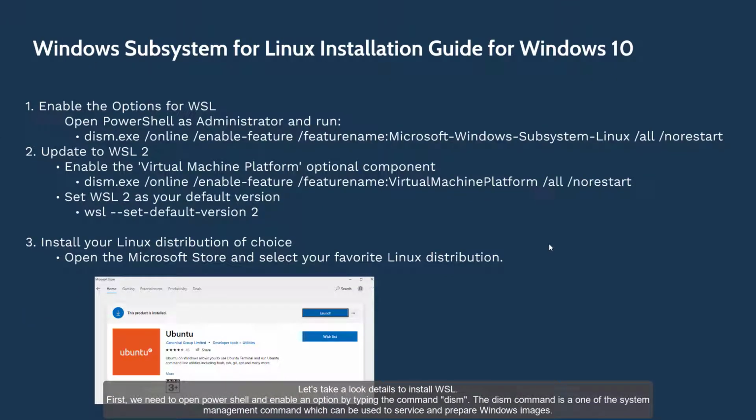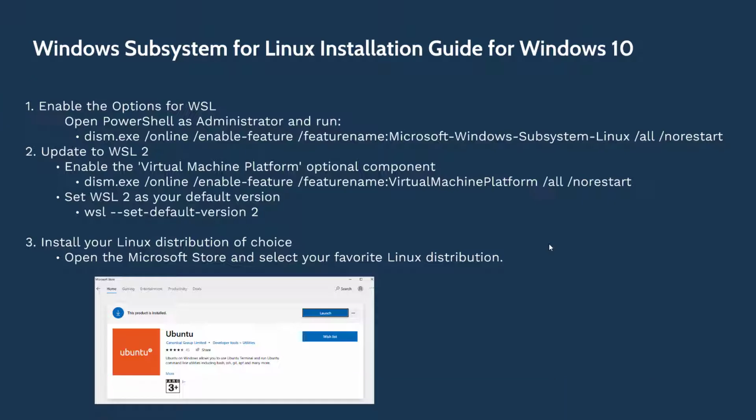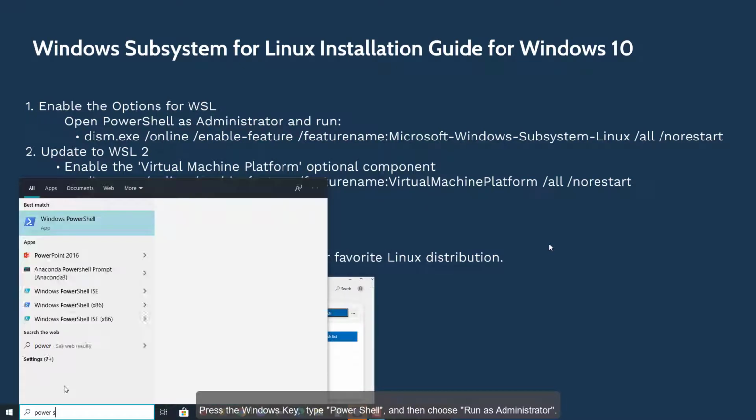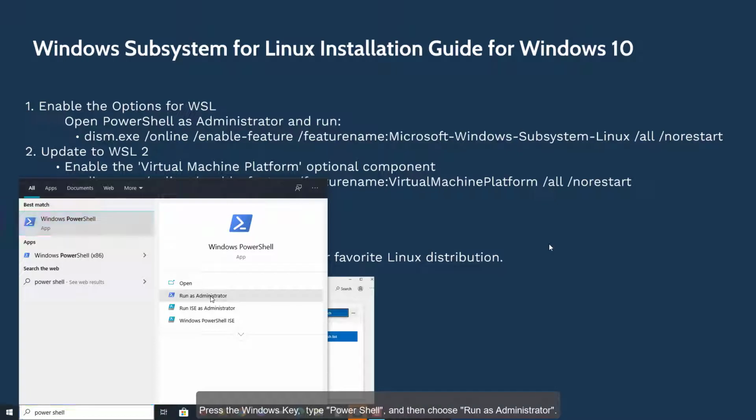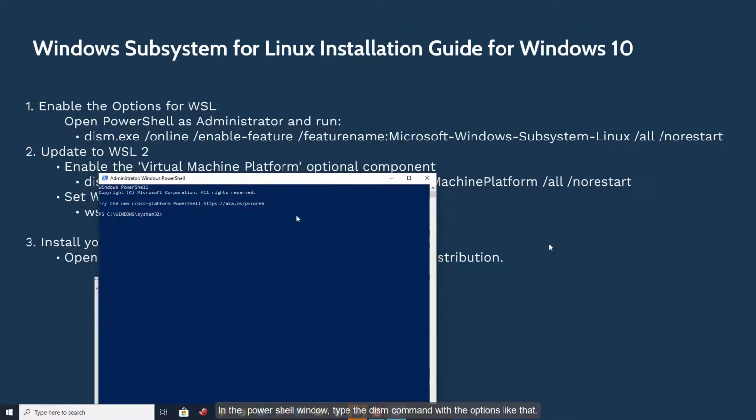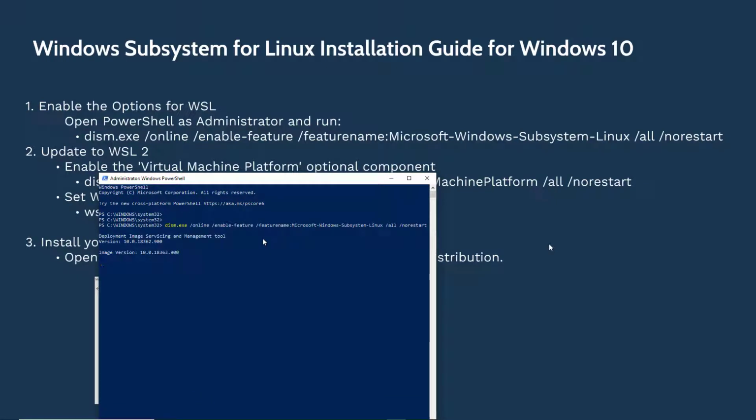First, we need to open PowerShell and enable an option by typing the command dism. The command dism is one of the system management commands which can be used to service and prepare Windows images. Press the Windows key, type PowerShell, and then choose Run as Administrator. In the PowerShell window, type the dism command with the option like that.